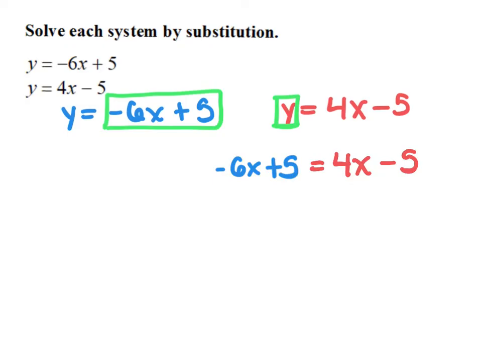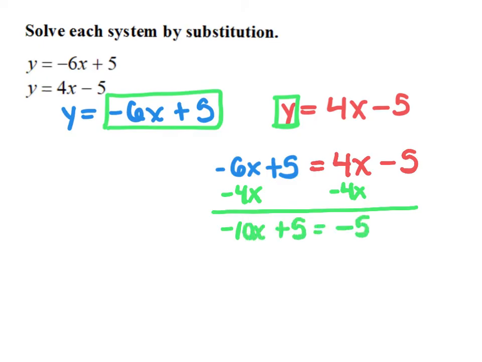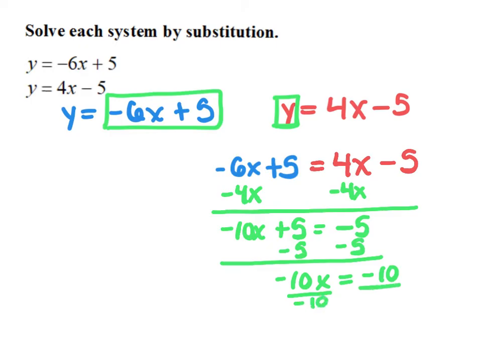And now I want to solve just like I would any other equation. So I'm going to bring all my x's to the left. So in order to do so, I would subtract 4x from both sides. So I'll have negative 10x plus 5 equals negative 5. Bring all the numbers to the right. So I would subtract 5 from both sides. So I'll have negative 10x equals negative 10. And divide both sides by that negative 10 to get x is equal to 1.